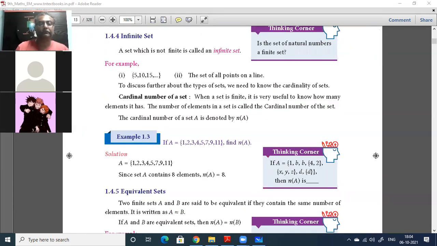Infinite set. A set which is not finite is called an infinite set. For example, number 1, 5, 10, 15, and so on. So on means when you put that three-dot ellipsis, it means it goes on and on. Where will it end? It does not end. Number 2, the set of all points on a line.